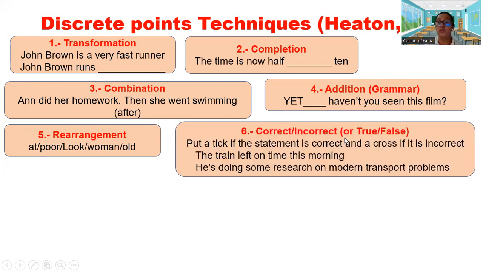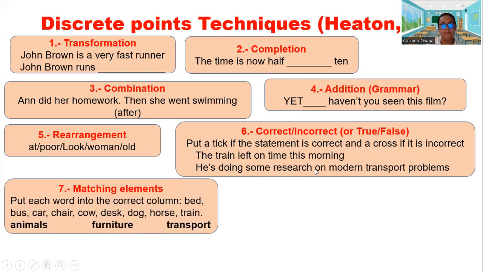Correct, incorrect, or true or false. Put a tick if the statement is correct, or a cross if it's incorrect. With our students, we use more the write a T if it is true, or F if it is false. And here are two sentences that we have to mark T if that one is true, or F if that one is false.